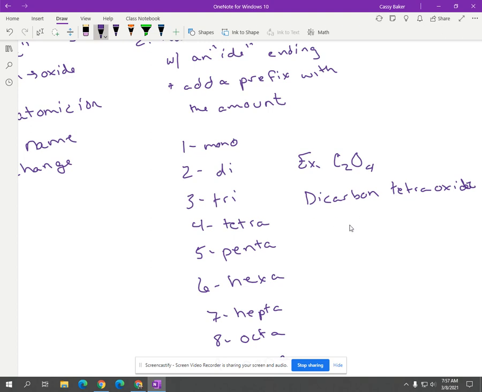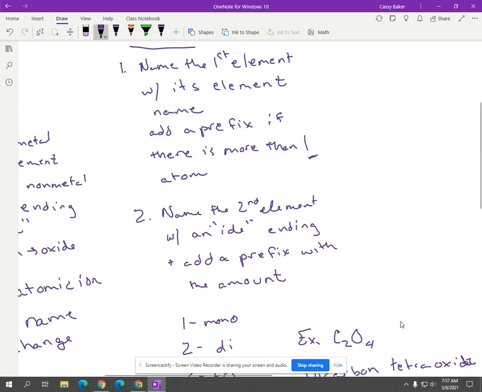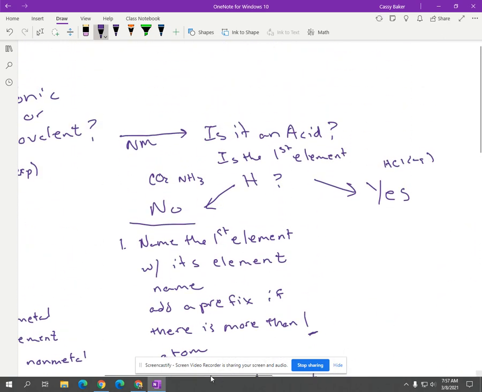Now, the one we had before, CO2, we would just call it carbon because we do not put a mono, and we call it dioxide. So that's one you're familiar with. And you're probably pretty familiar with this one too. Carbon monoxide. Bad stuff. So you can see these, as long as you know these prefixes, you'll be fine. Okay, so now let's go over to the one that's a little more challenging.